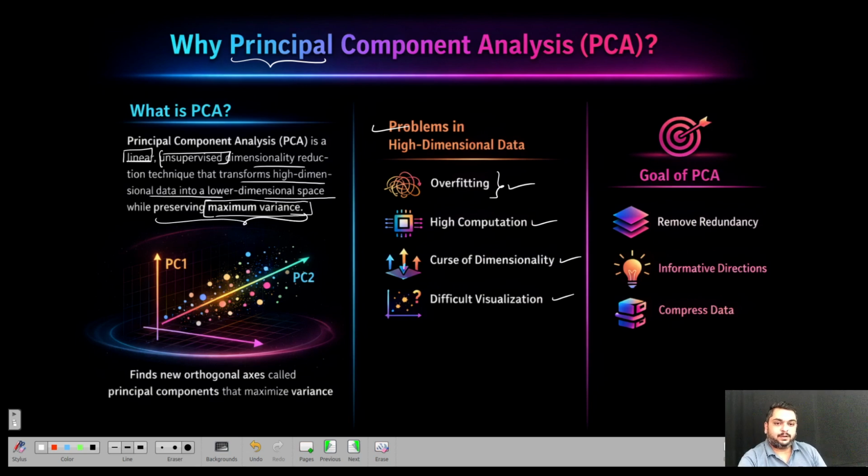So the idea behind PCA is that it tries to find new orthogonal axes, called principal component axes, that maximize the variance. The idea here is that the variance contains the maximum information. So you find those principal components which will give you more information, that is variance. It helps in removing redundancy. It finds the important information directions and then compresses the data. That is the goal of your PCA.